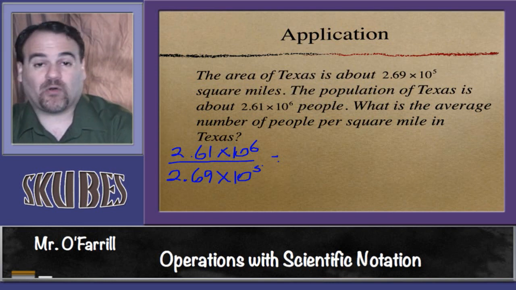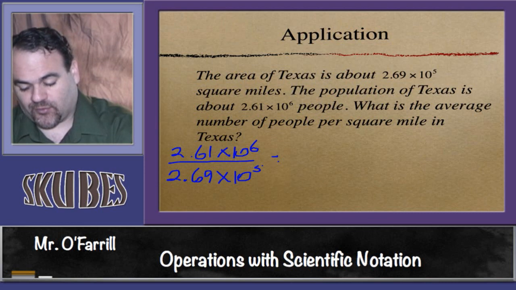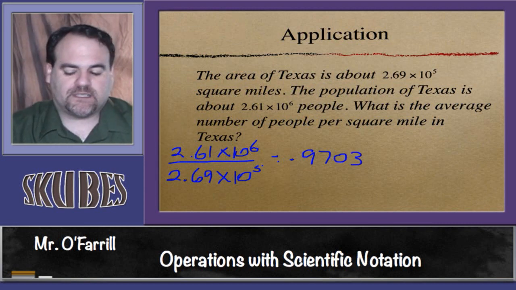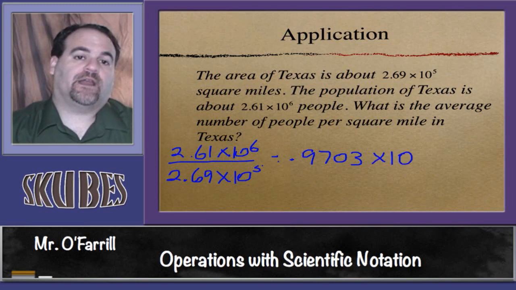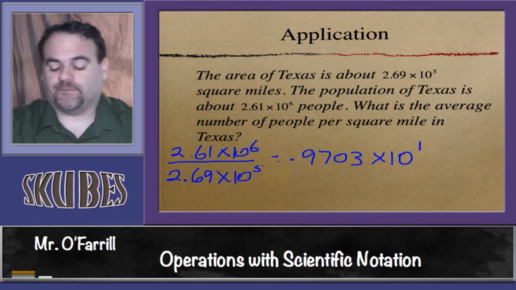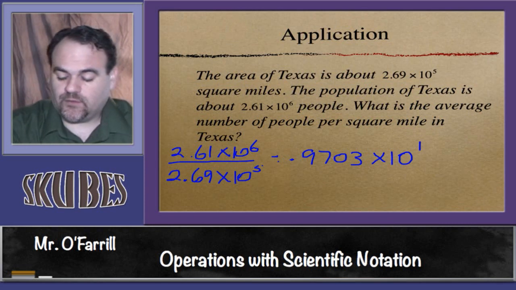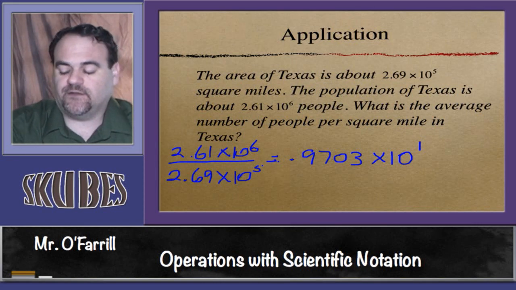which is going to be approximately, and I'll just keep the number of spaces the same, 0.9703. I'll say that's approximately what it is. Times 10, and we have 10 to the 6th divided by 10 to the 5th, 6 minus 5, is 1. Okay, so we have 0.9703 times 10 to the first.